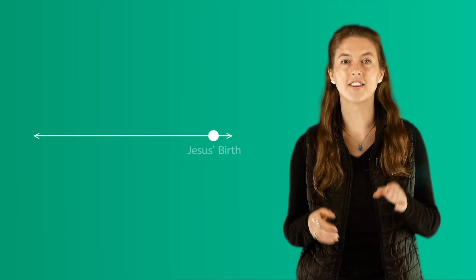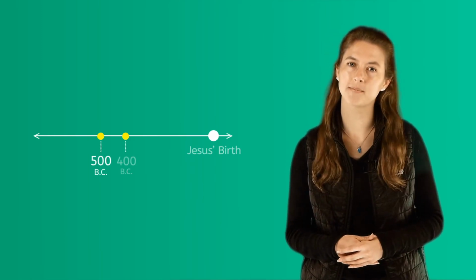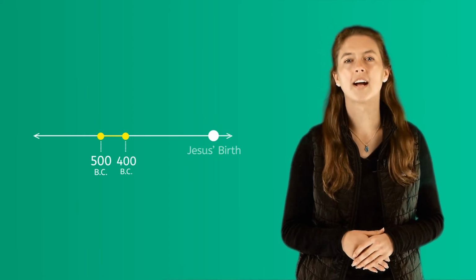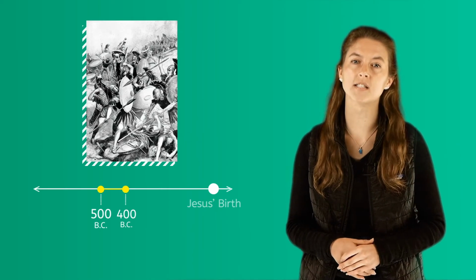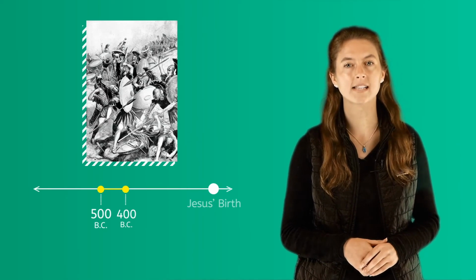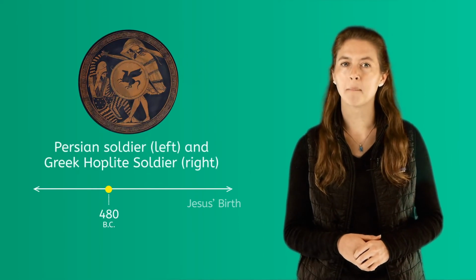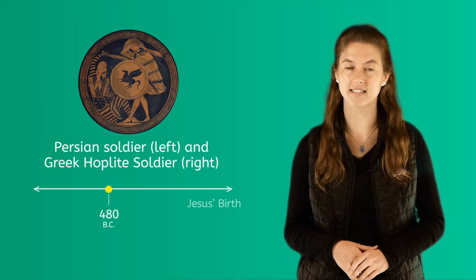When this happened, city-states began to compete with each other for land and resources. For the 100 years between 500 BC and 400 BC, the Greek city-states were at constant conflict and often fought small battles with one another over land and resources. Then, in 480 BC, Persian invaders attacked Greece.